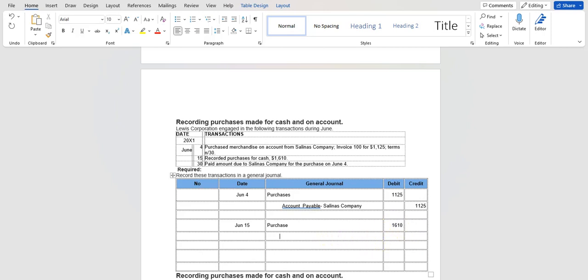So we're going to go and credit our cash. Our cash needs to decrease. We need to credit it for the $16.10.